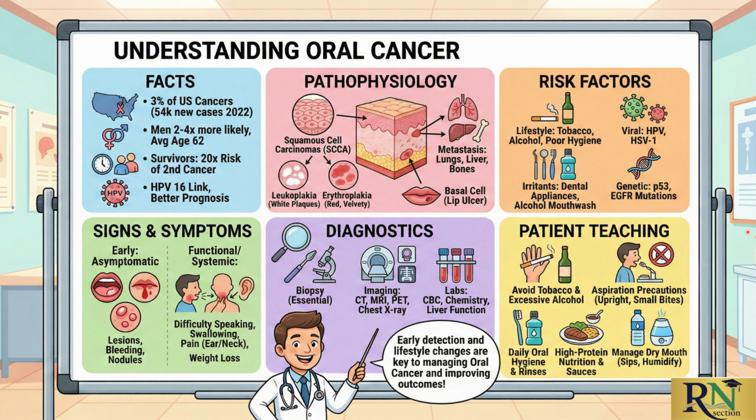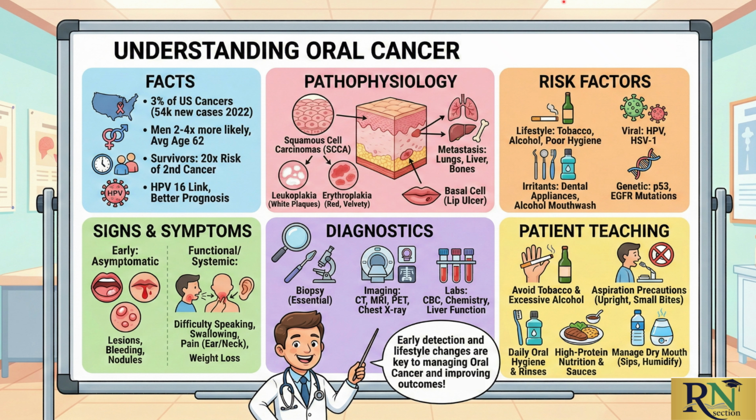So we have viral infection, like herpes simplex and the human papillomavirus types 2, 11, and 16. The irritants and the genetic mutations.